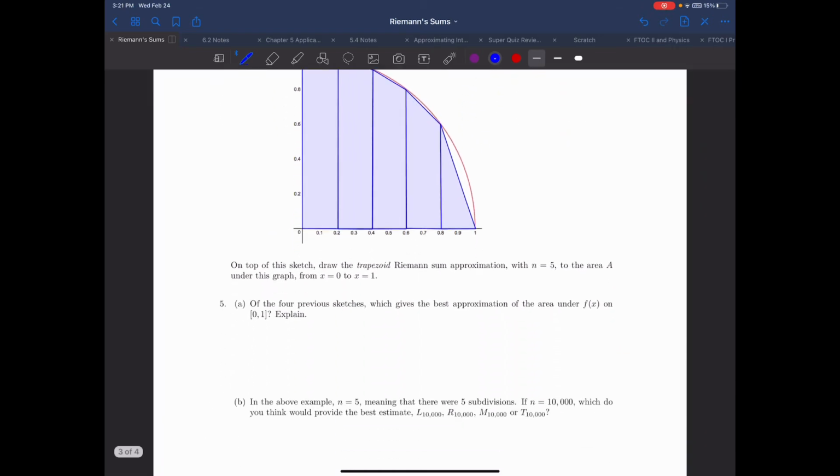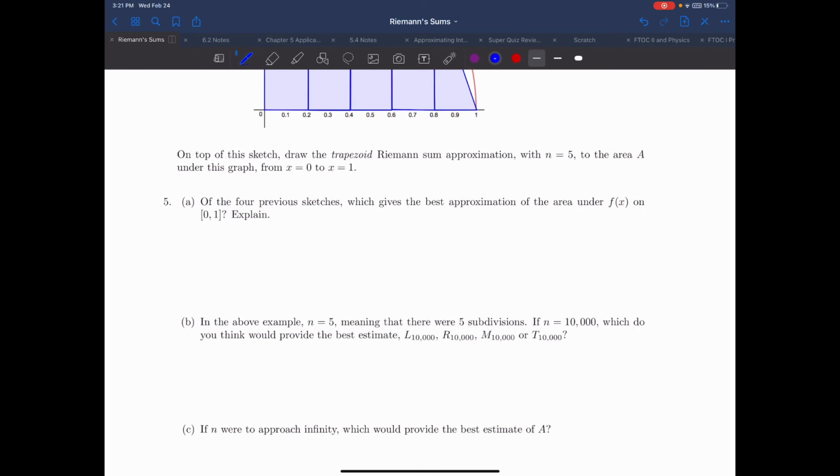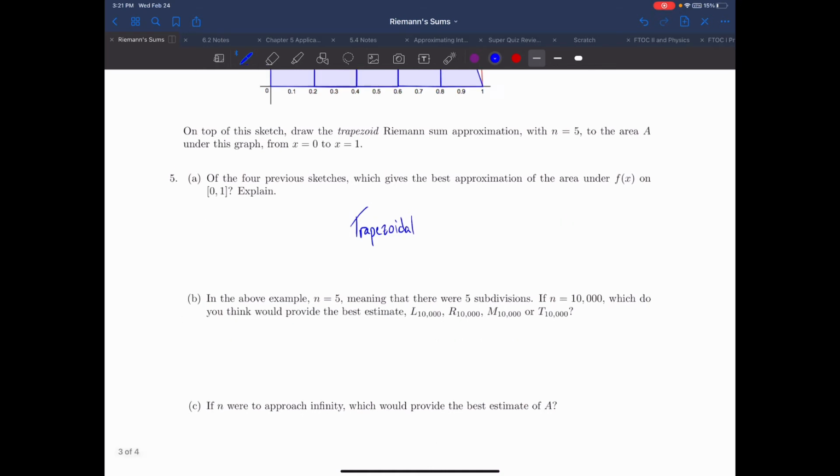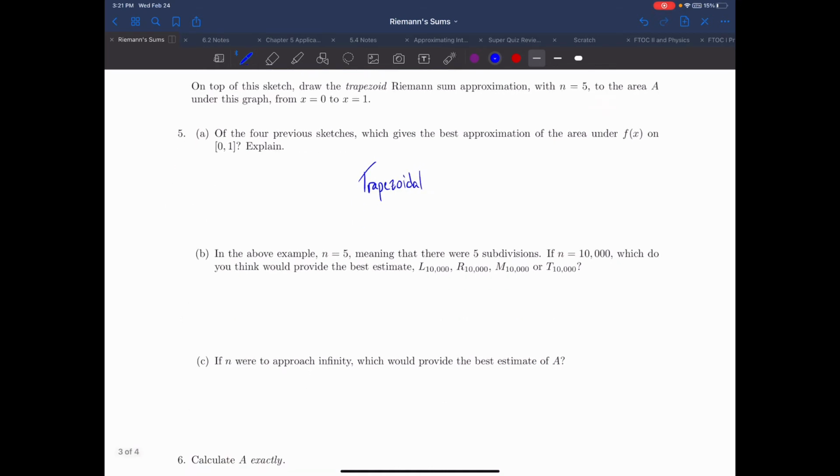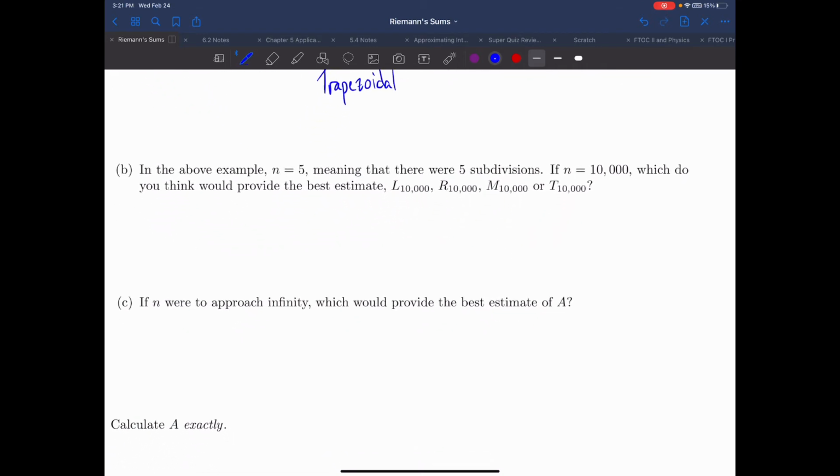Okay, so let's go through these questions here. Of the 4 previous sketches, which gives the best approximation for the area? Well, this is going to be trapezoidal sums. So we've already talked through that. So in the above example, n equals 5, meaning that there were 5 subdivisions. If n equals 10,000, which do you think would provide the best estimate? L of 10,000, R of 10,000, M sub 10,000, or trapezoidal of 10,000. And that's still going to be trapezoidal.